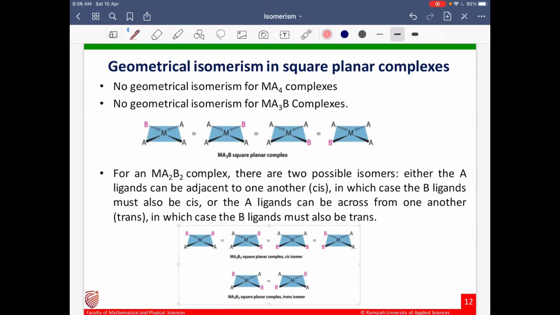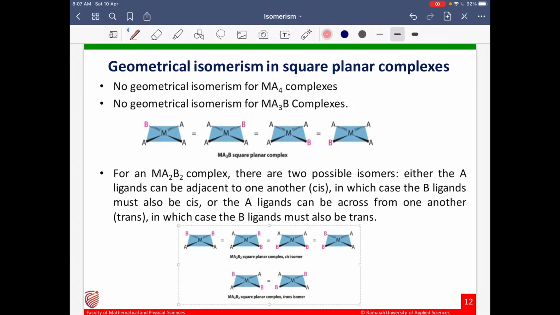In square planar complexes, there is no geometrical isomerism for Ma4 complexes. If all the ligands are the same, that's why we call it Ma4. M stands for the metal and a stands for the ligands. When all ligands are the same, there will not be any geometrical isomerism, because in Ma4 complexes, all vertices of a square are equivalent. It does not matter which vertex is occupied. So there will not be any geometrical isomerism for Ma4 complexes.